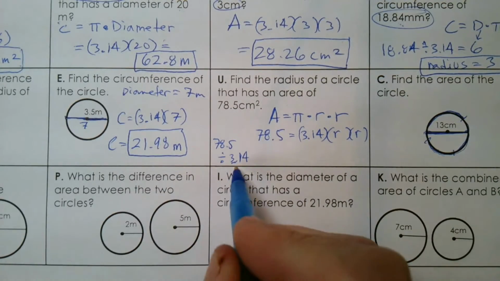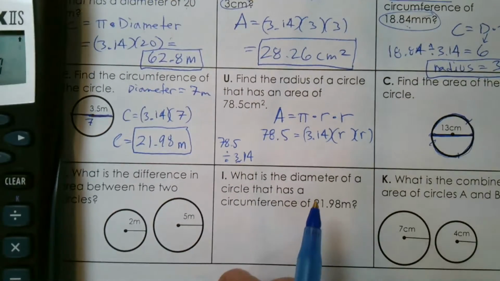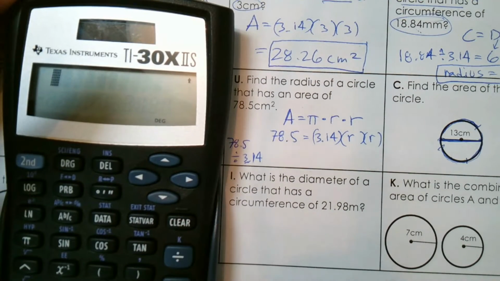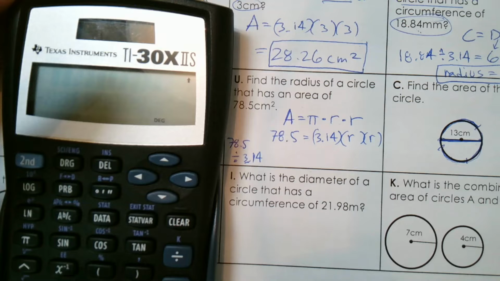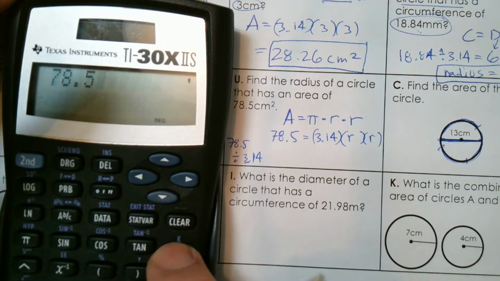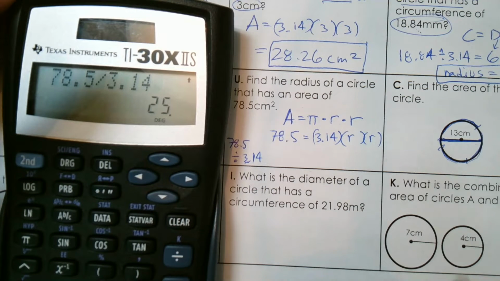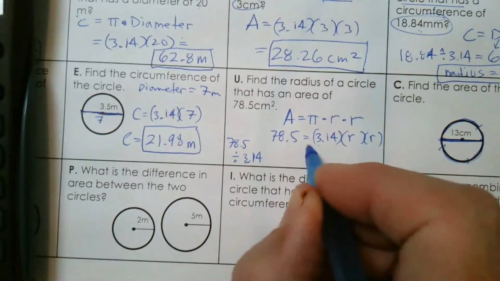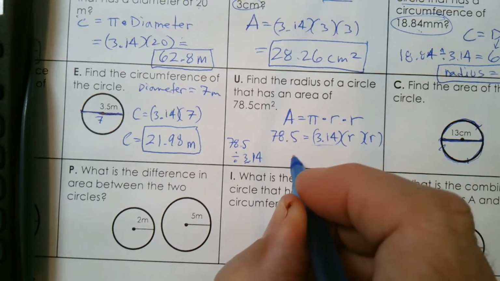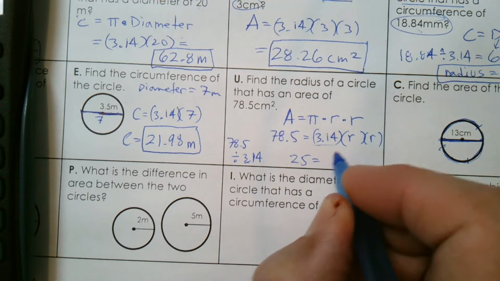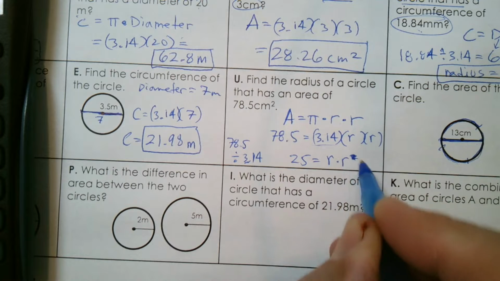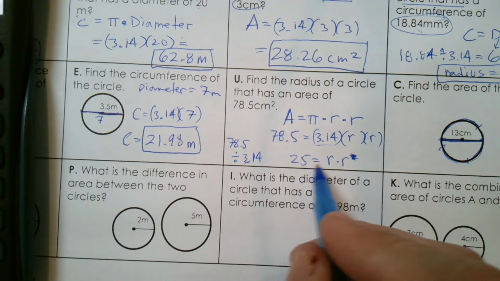Okay, so when I do the division, and I'm just writing that down so you see that, I can do this on a calculator. We have 78.5 divided by 3.14, and I get 25. So here's what I've got. If I divided by 3.14, now I have 25 is equal to what? R times R. Oops, r squared is what it really is, right? So r times r. So what would r be?